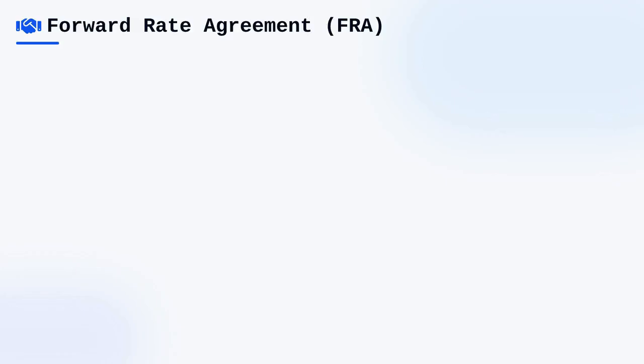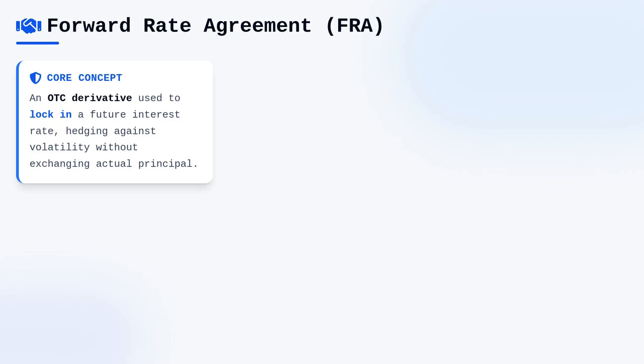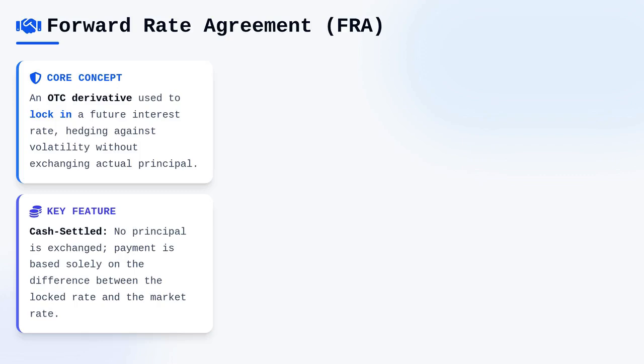A forward rate agreement, or FRA, is an over-the-counter derivative contract that allows 2 parties to lock in an interest rate for a specific future period. Essentially, you are agreeing today on the interest rate that will apply to a notional principal amount for a period starting at a future date. It is important to note that no principal is exchanged in an FRA. It is a cash-settled instrument designed purely to hedge against interest rate fluctuations.